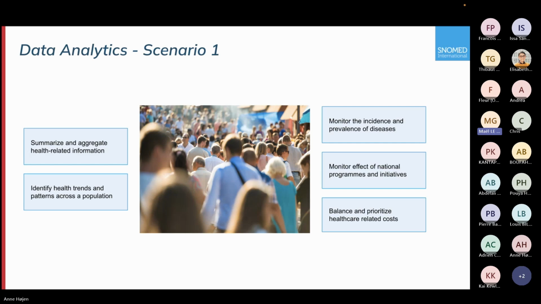And why is that useful for, for example, a country or a hospital? Well, it is to be able to monitor incidences and prevalences of diseases. It's to monitor effects of national or local programs and initiatives. It's often also to balance and prioritize health-related costs. So it's also a financial incentive.